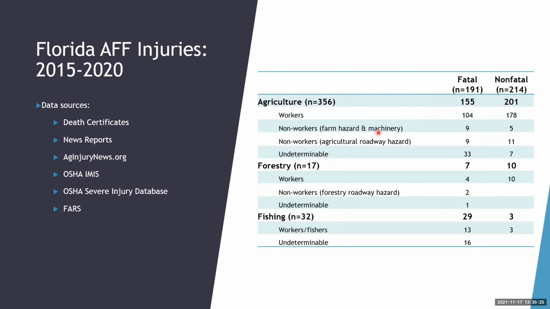Most of the injuries and fatalities were related to agriculture. And I also categorized the injured victims as workers, non-workers, and undeterminable. Workers include the people who were working at the time of the incidents. Non-workers include non-working children or visitors and other vehicle occupants who were fatally or non-fatally injured in a roadway incident. The undeterminable category was used for intentional injuries such as workplace suicides and homicides. And there were some cases where I didn't have enough information to categorize if the victim was working or not at the time of the incident.